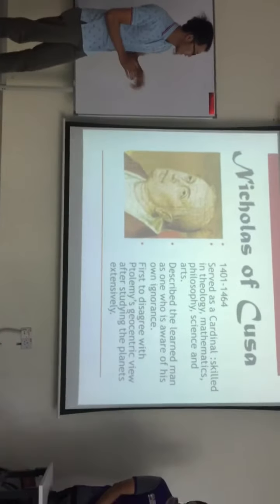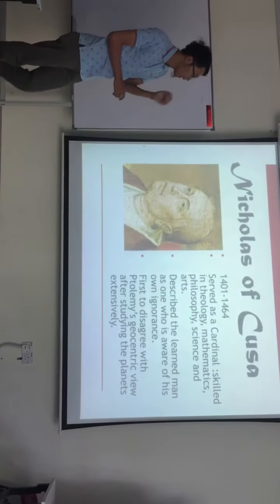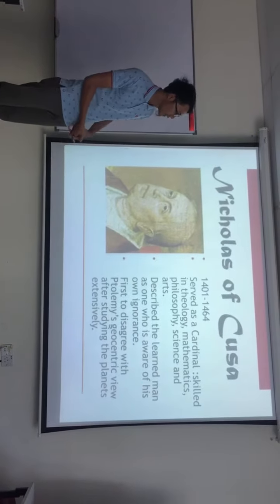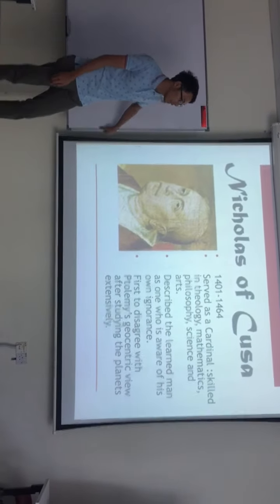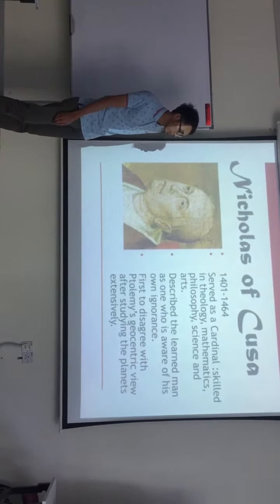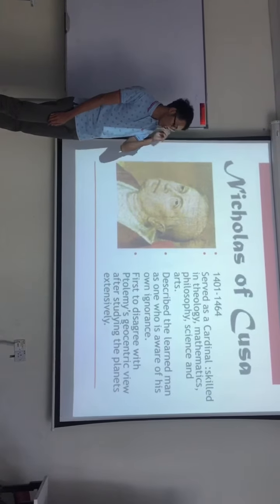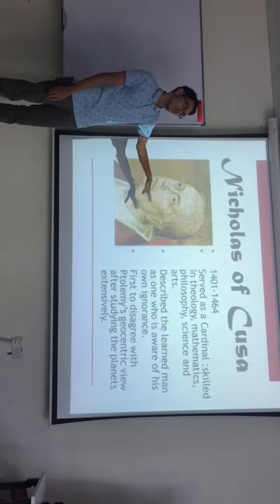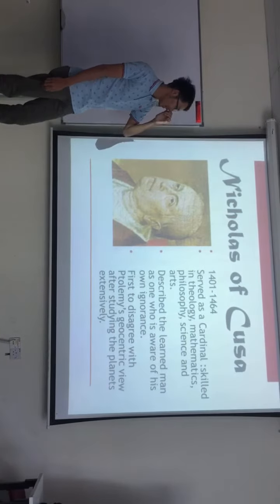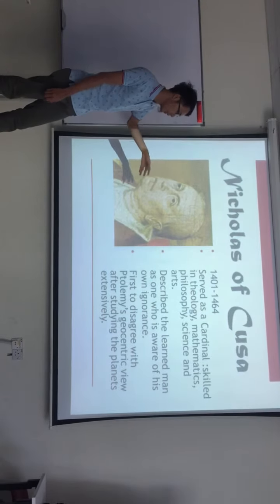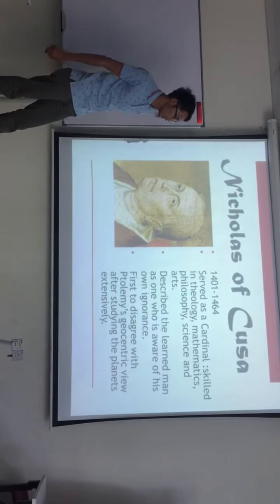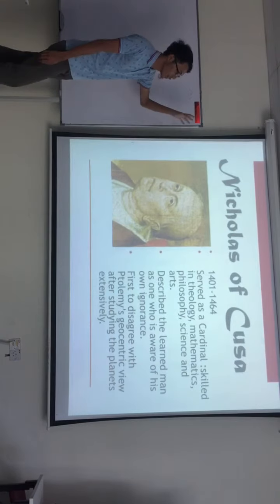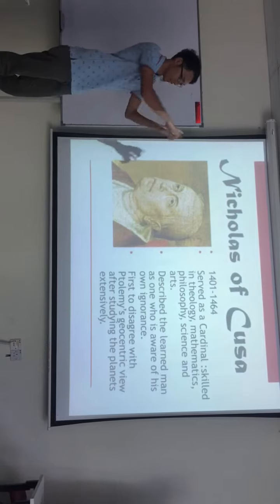Okay, this is Nicholas Abusa. From 1401 to 1464, he served as a cardinal skilled in theology, mathematics, philosophy, science, and arts. He's the one who described the learned man as one who is aware of his own ignorance. He was also the first, from the history that we learned before, to disagree with the Ptolemy geocentric view after studying the planets extensively. So Nicholas Abusa mostly studied astronomy.